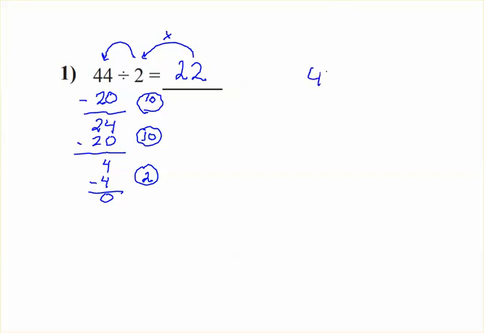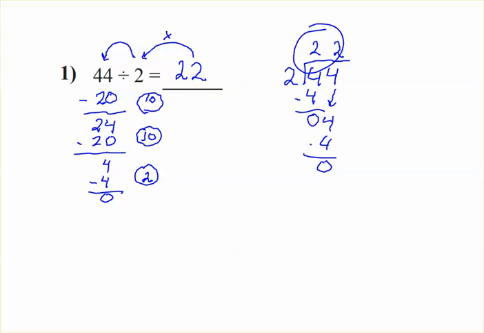You'd go 44 divided by 2, and you'd talk to yourself in your head like this. 2 goes into 4 2 times. 2 times 2 is 4. Subtract and you get a 0. Bring down this 4. 2 goes into 4 2 times. 2 times 2 is 4. Subtract and you get a 0, and you get a quotient of 22 up there also, just like we had over here. Okay? So you have to choose the way that makes you happiest to solve this problem.